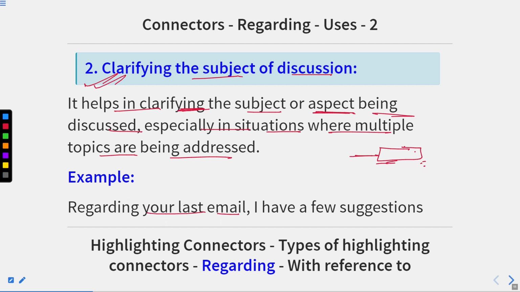Regarding your last email, I have a few suggestions. Now here, I need not write whatever you have written in the email again. I can simply say regarding your last email, which means whatever information was in the last email, what I'm writing is according to that email only, or is the answer to that email only. You need not write the entire message of the email again. You can only write regarding your last email. It means you're talking about the last mail that you have received.